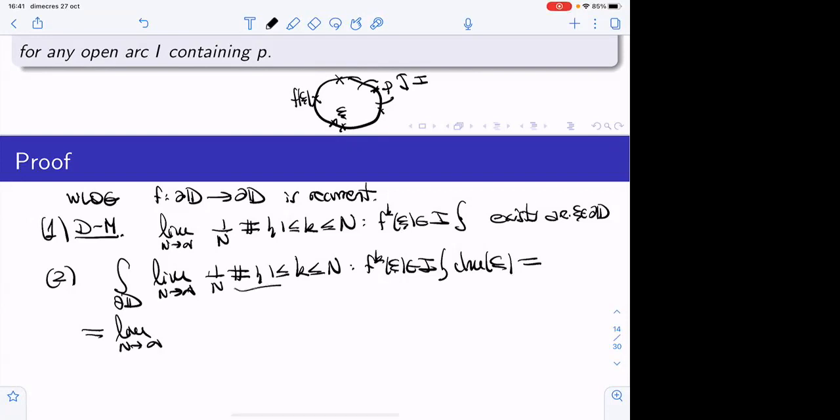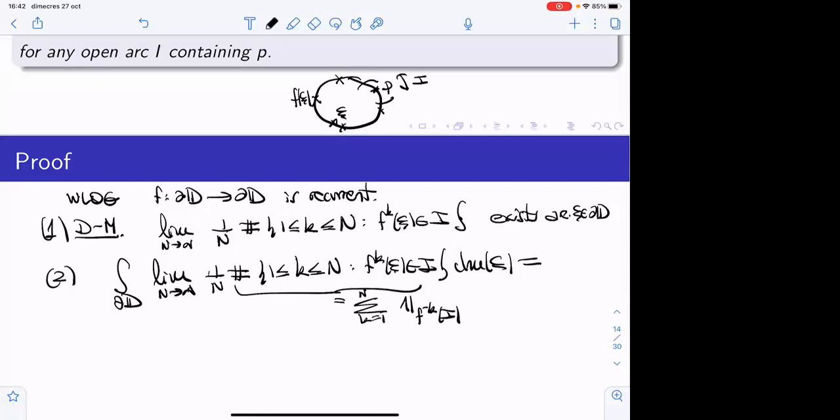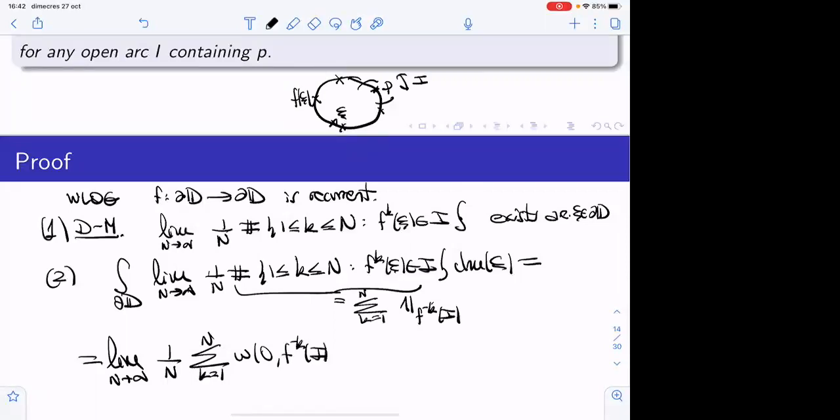And remember that this is just the sum up to n of the characteristic functions of f minus k of I. Okay. So what you have here is the limit of the integral of these measures, right? Which I already write as the harmonic measure from the origin. So these are just the measures of the normalized Lebesgue measure of f minus k of I.